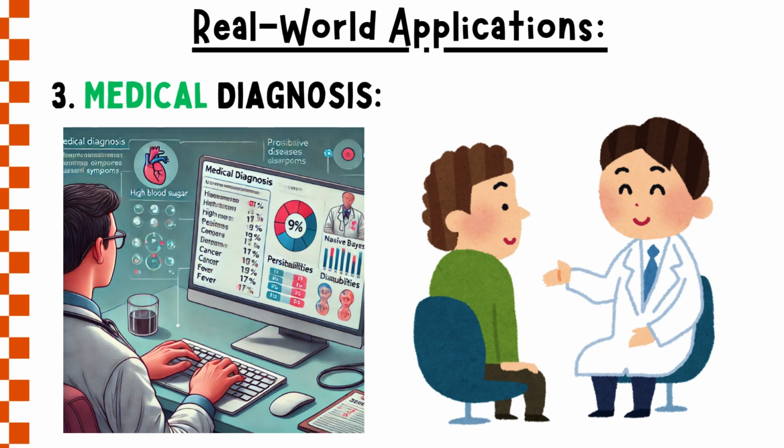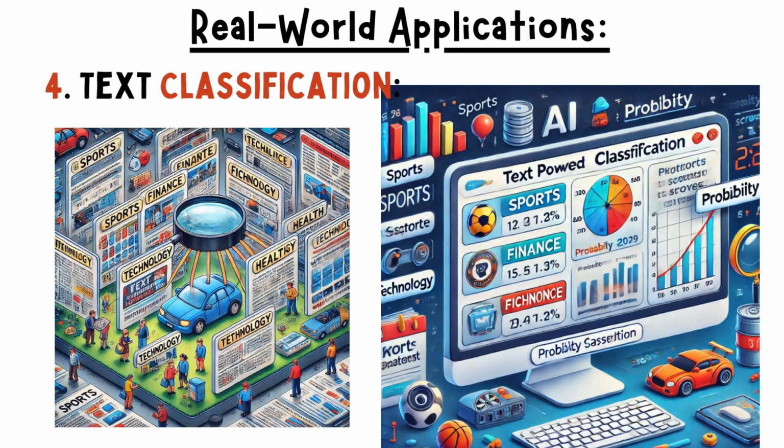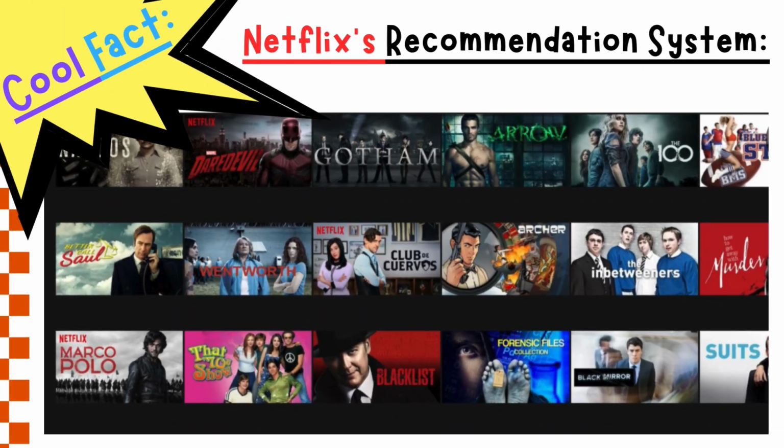Medical diagnosis. Used in healthcare to predict diseases based on symptoms. For example, predicting whether a patient has the flu or not. Text classification. Used for categorizing articles, blogs, and news into topics like sports, politics, or entertainment. It's truly an incredible algorithm with practical uses in everyday life. Cool fact: did you know Netflix's recommendation system is 80% responsible for user engagement?